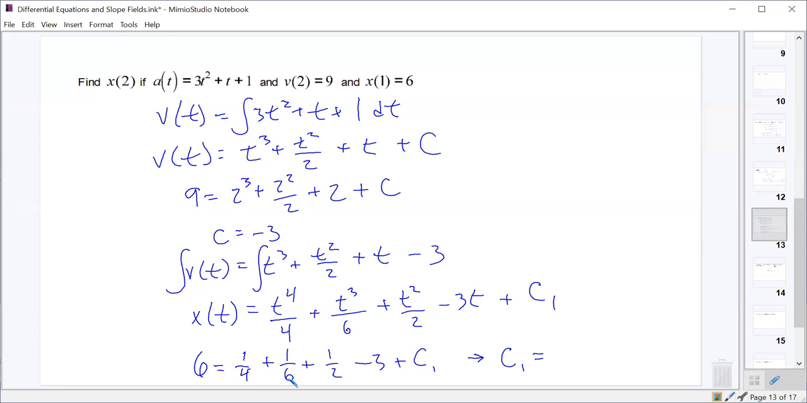So what's a 4th plus a 6th plus a half? The common denominator there is 12, right? So that's 3 12ths plus 2 12ths. That's 5 12ths. Plus 6 twelfths, that's 11 twelfths. So we got 9 minus 11 twelfths, that should be 108 twelfths, right? Minus 11 twelfths, or 97 twelfths. Everybody good with that?